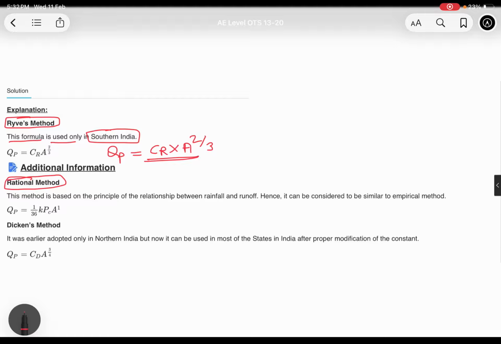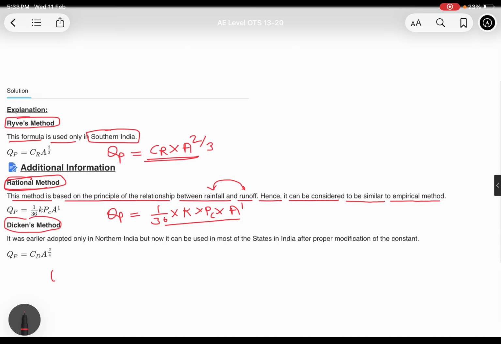Let us talk about the rational method, which is additional. This method is based on the principle of the relationship between rainfall and runoff. Hence, it can be considered to be similar to the empirical methods. That is, QP is equal to 1/36 into K into PC into A1.